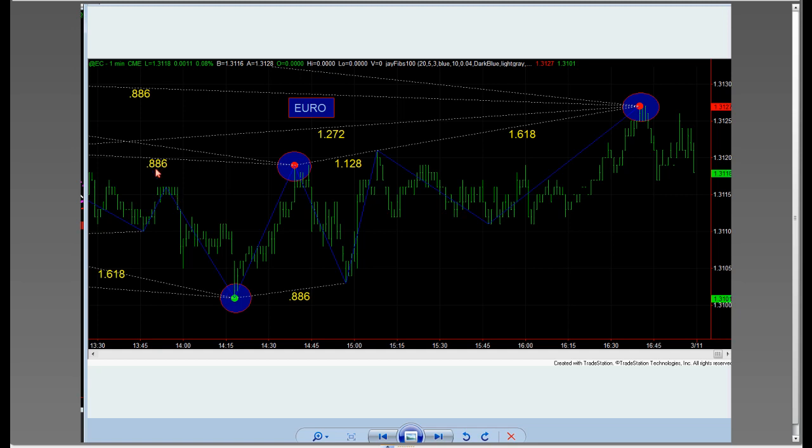This is a price cluster, a fib cluster. Here's a fib cluster, so you can see how it calls the highs and lows.